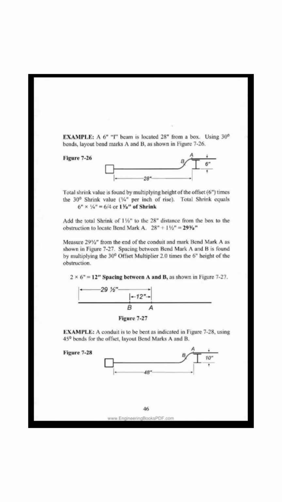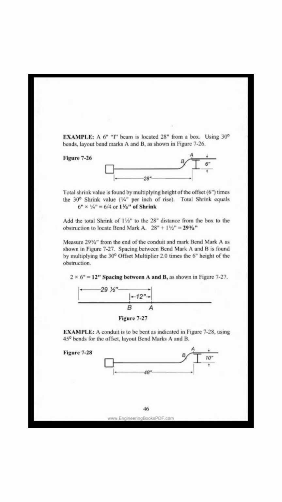Spacing between bend marks A and B is found by multiplying the 30 degree offset multiplier, 2.0, times the 6 inch height of the obstruction. 2 by 6 equals 12 inches spacing between A and B, as shown in figure 7-27.